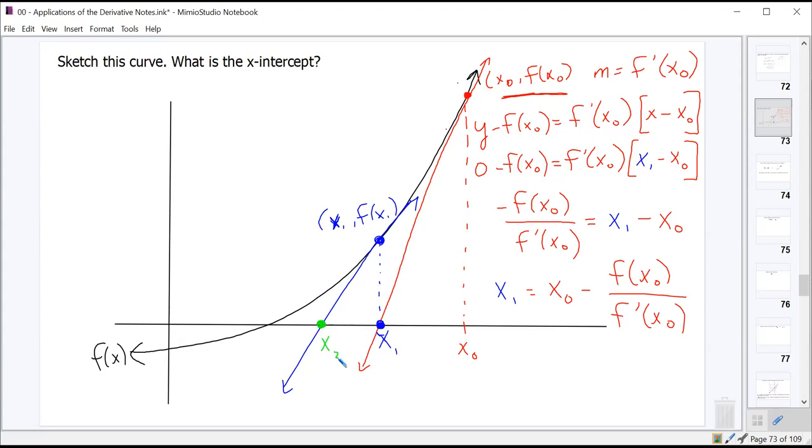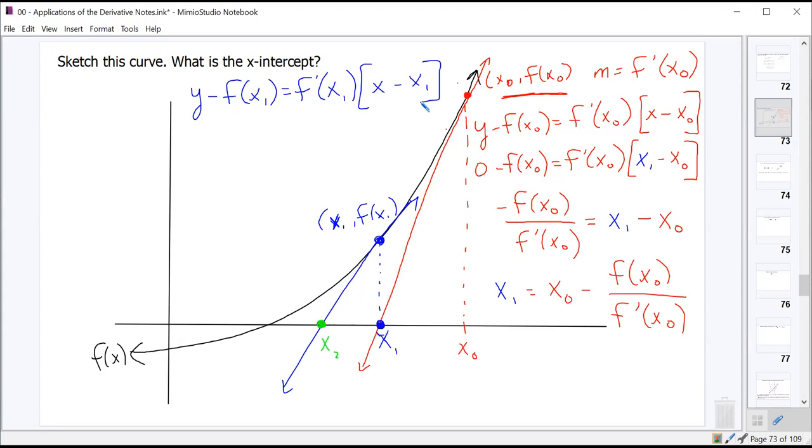And well, theoretically, we should be able to find the value of x2 now that we know the value of x1. We would just go through that exact same process that we had previously done to find x1, except instead of using the point x naught, f of x naught, we'd use the point x1, f of x1. And instead of using f prime of x naught, we'd use f prime of x1. So the equation of that line would be y minus f of x1 equals f prime of x1 times x minus x1.